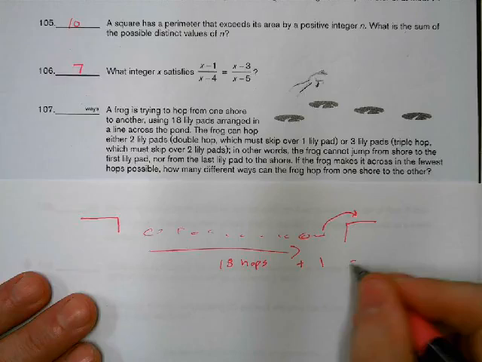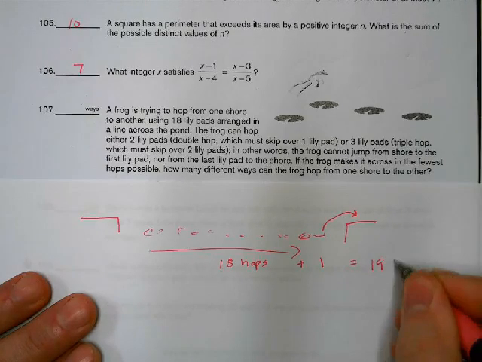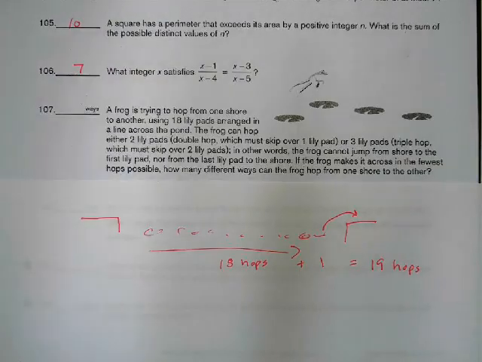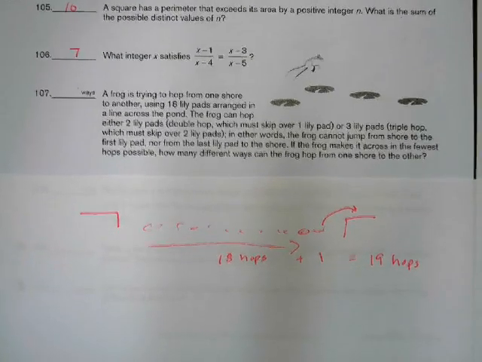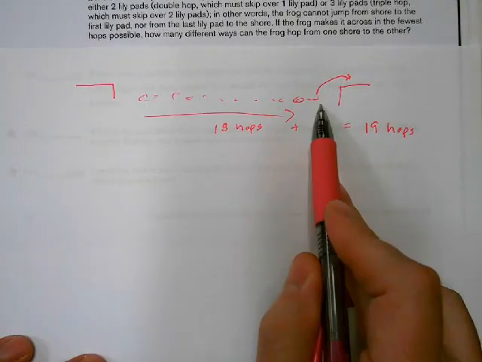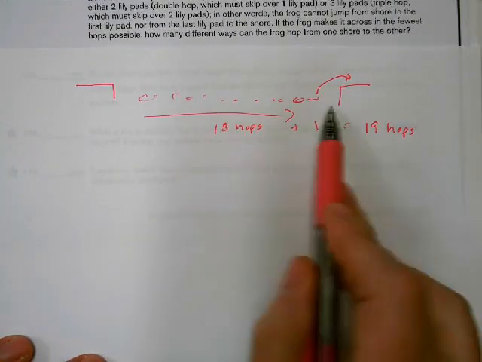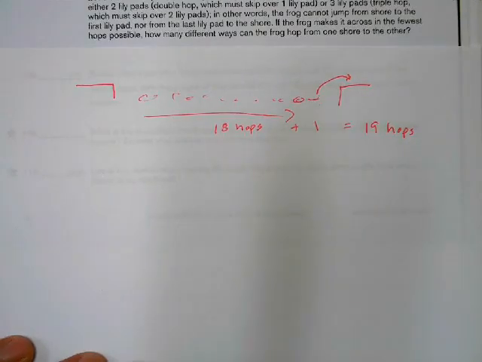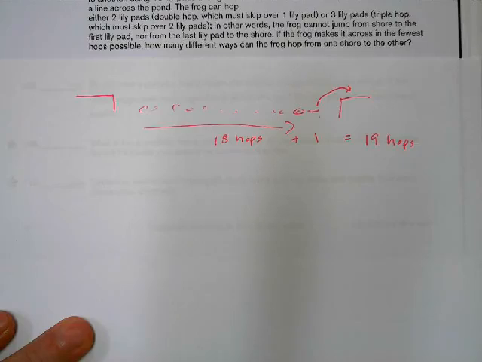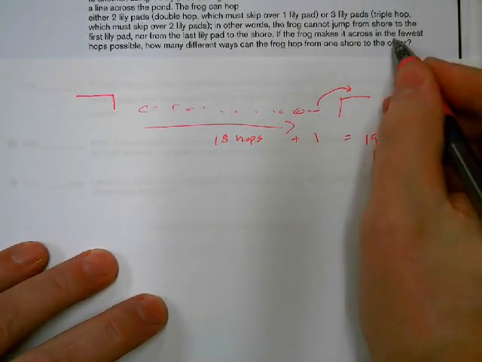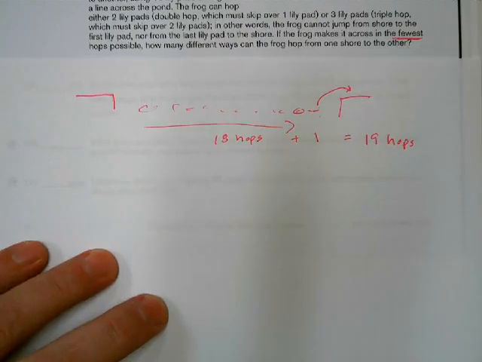Okay, that's the first thing you have to realize in this one, that it's not just lily pads. You have to jump to the shore. So you've got these 18 pads that you can hop between, and then the final hop gets you onto the shore. So that's the first thing you need to realize. Second thing you need to realize is we need to get the fewest number of hops possible. To get the fewest number of hops, I need to do as many triple hops as possible.